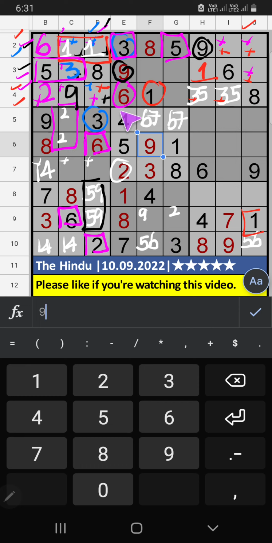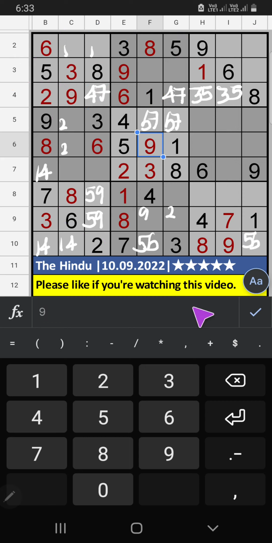Then fourth row, 2 numbers are remaining, 4 and 7, it will come in one of the 2 cells, we will confirm later. Column I, we have 7, so 7 can't come in the cell, 7 will come in one of the cells, we will confirm later.